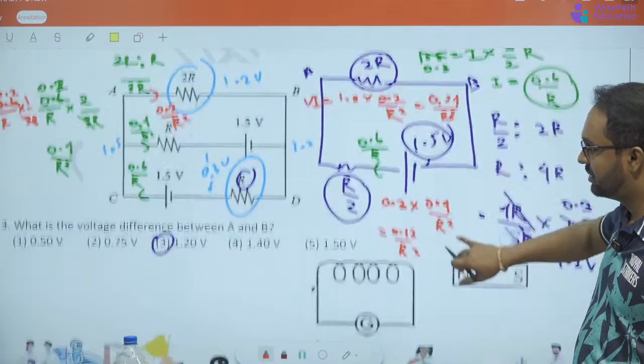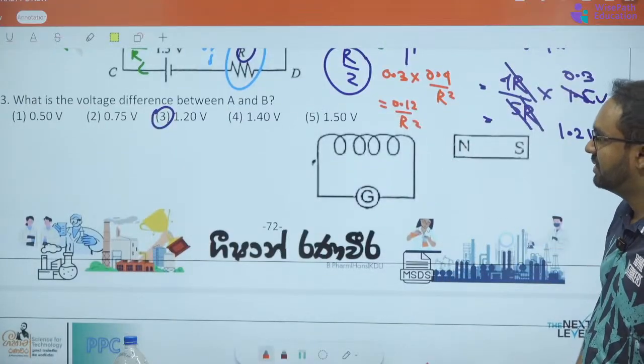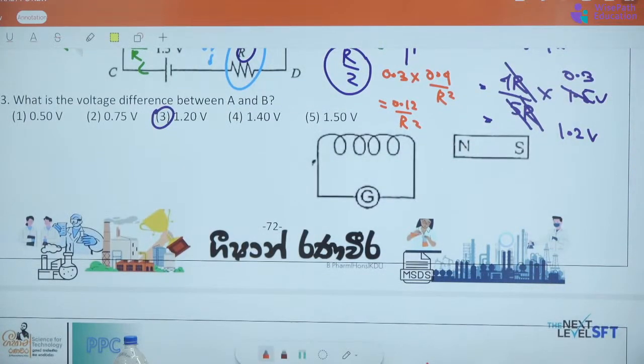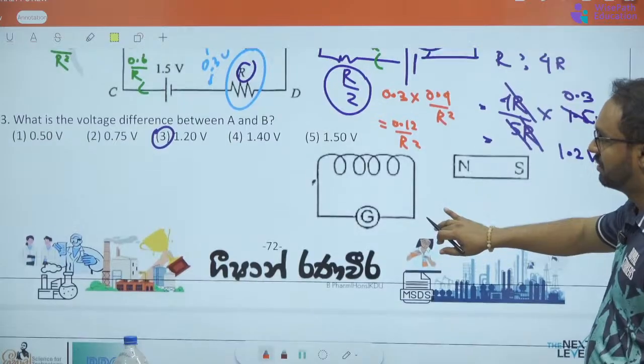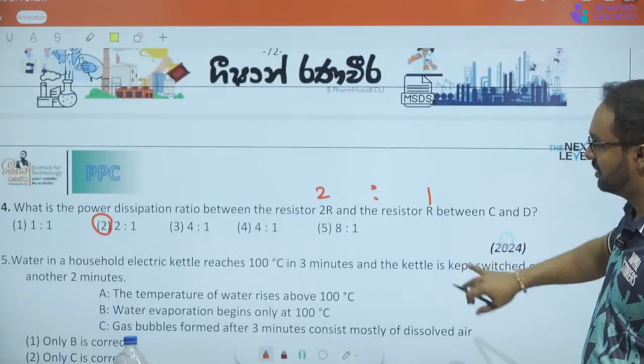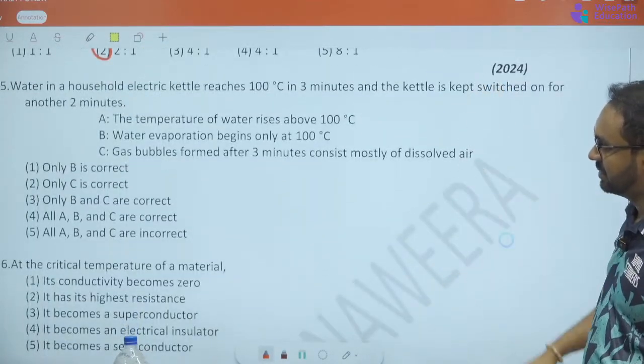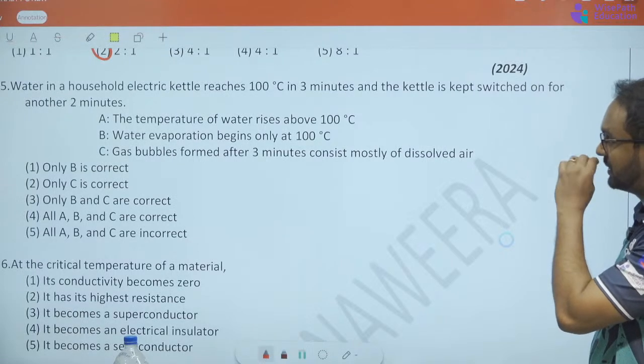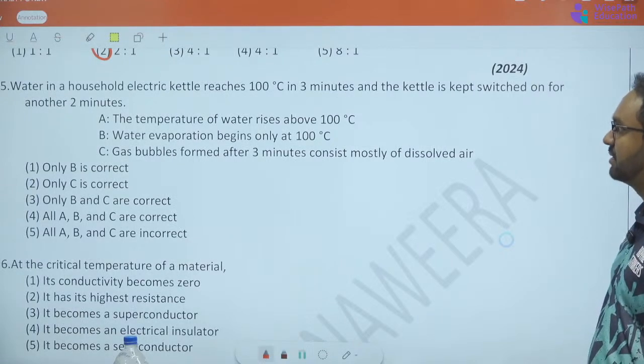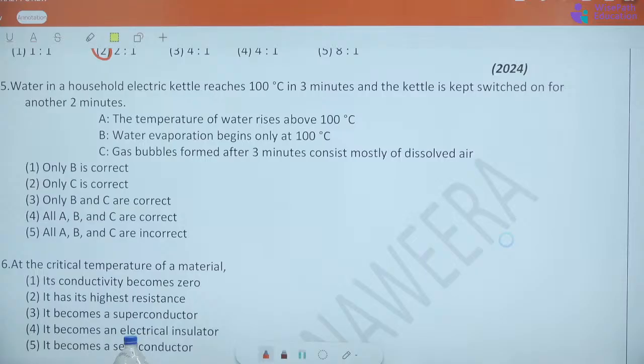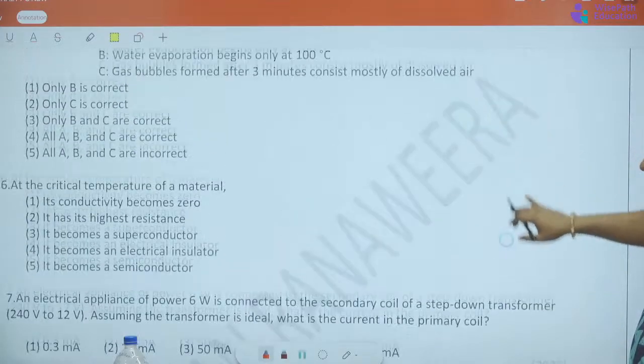Right. So come to the third question. What is the voltage difference between A and B? We went through it. Okay. Fifth question. Water in a household electric kettle reaches 100 degrees Celsius in 3 minutes, and the kettle is kept switched on for another 2 minutes. The temperature of water rises above 100. Now this is not electricity. That's heat.